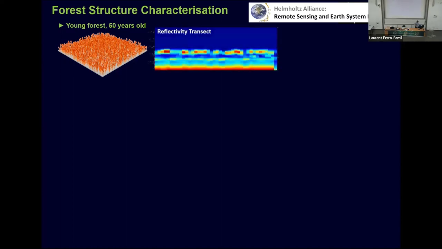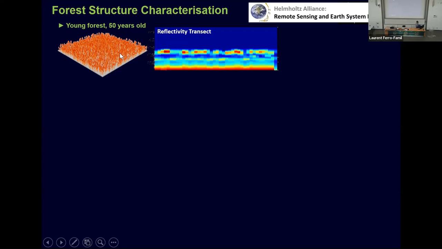You see here, for instance, an example with simulated data. You take a young forest, simulated with a forest simulator, and it looked like this. This here is a picture of the trees, how they looked. Then we simulated radar reflectivities, and from these we got our reflectivity profiles. Here you have height on the vertical axis.